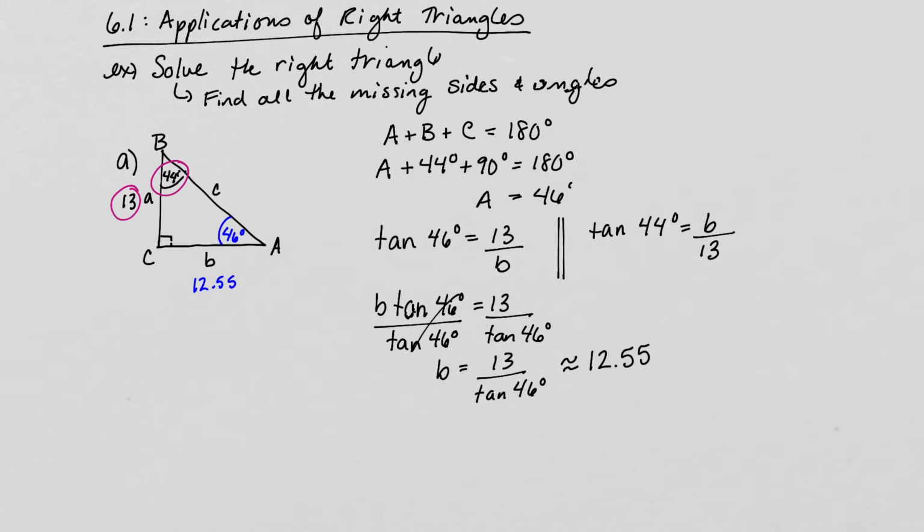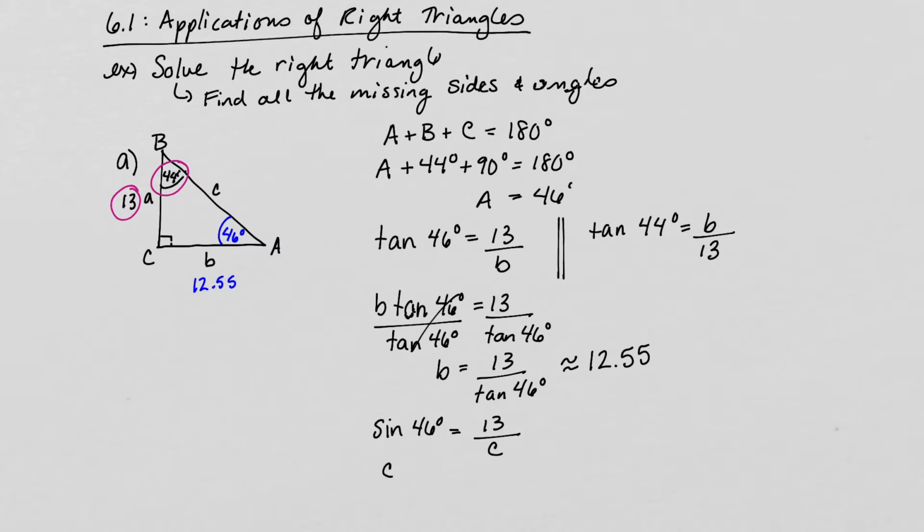So I want to go back to my picture and look here. Here's C. I have this 13. Can I figure out a way to use the 13 and one of these angles to figure out what C is? Anybody have any ideas? I want to avoid using the 12.55. So sure, I could use the sine. The sine of 46 degrees is going to be equal to the opposite, 13, divided by the hypotenuse, which is C.